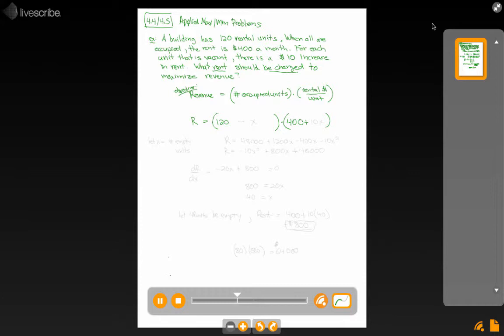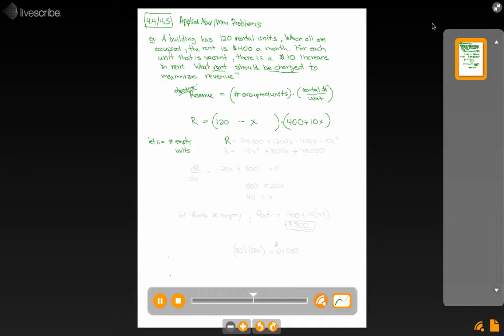So let's define x as our variable. Let x equal the number of empty units, the number that we're going to leave unoccupied. So we have now 120 minus x units, whatever x happens to be. So that by itself would decrease our revenue, but every time we lower our number of units, we go up by $10, so plus 10x on the side of the rental per unit. Like I said, if you have one empty unit, you have 119 times 410. If you have two empty units, you have 118 times 420.